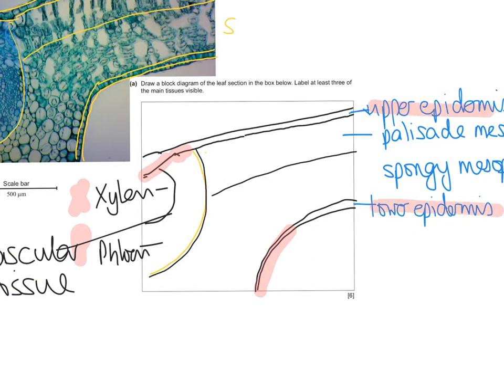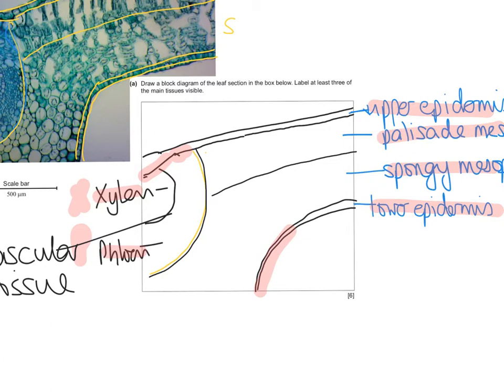Now in the mark scheme, they're not going to give you 2 separate marks for that. So just be careful about that. Always make sure you've got at least 1 more than they're asking for. So we've got the upper and the lower epidermis. We've got the palisade mesophyll. We've got the spongy mesophyll. And I've got xylem and phloem, or you could just label the whole thing as vascular tissue there. So that's our labels.